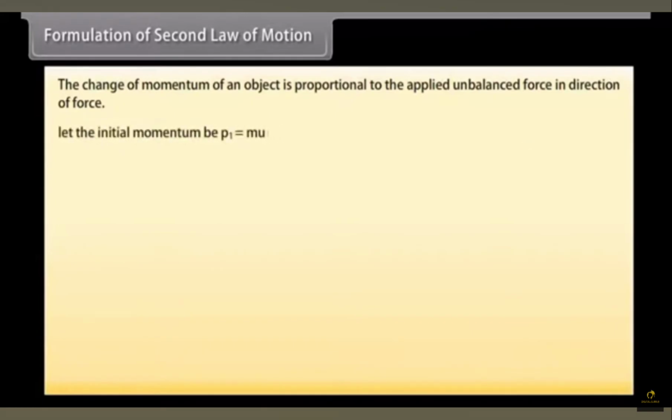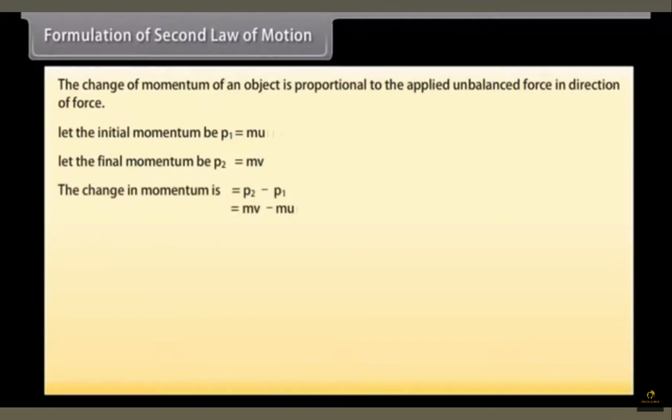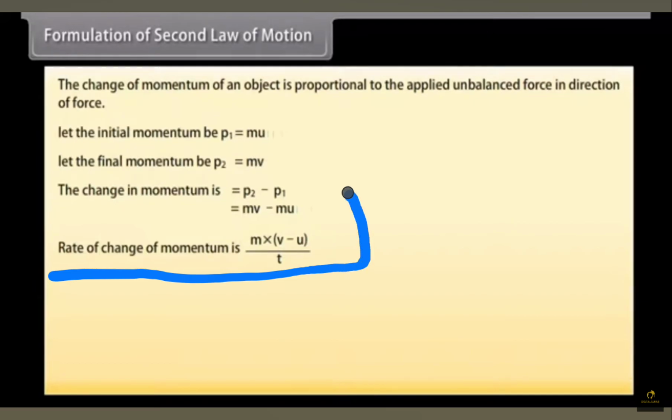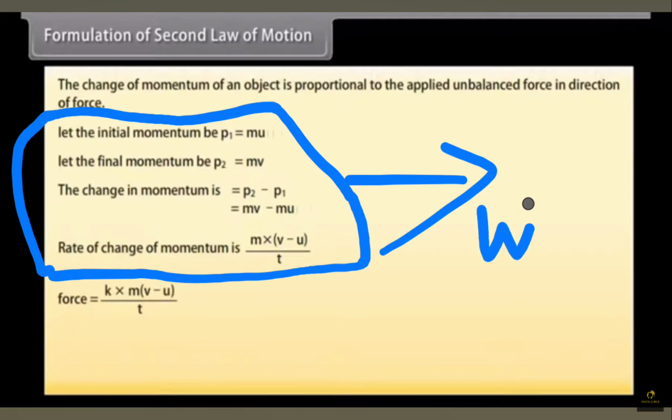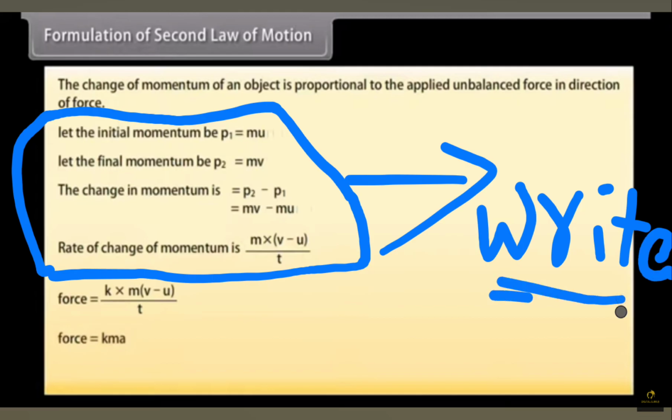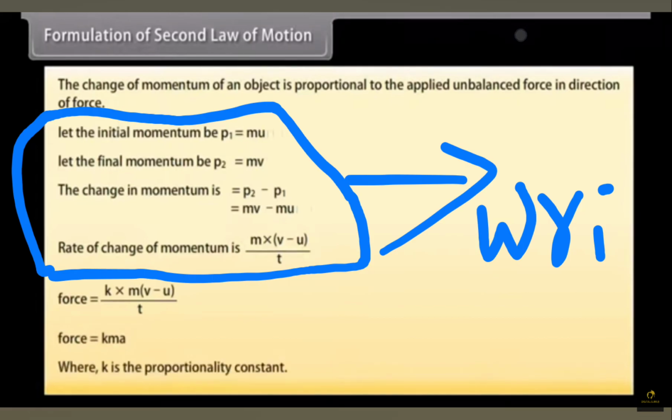Let the initial momentum be P1, which is equal to mu. Let the final momentum be P2, which equals mv. The change in momentum is P2 minus P1, which equals mv minus mu. The rate of change of momentum is m times (v minus u) divided by t. Force is equal to K times m times (v minus u) divided by t. Force is equal to Kma, where K is the proportionality constant.